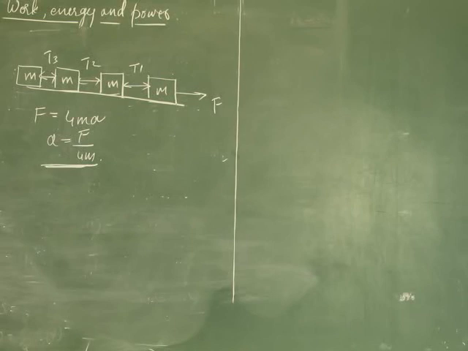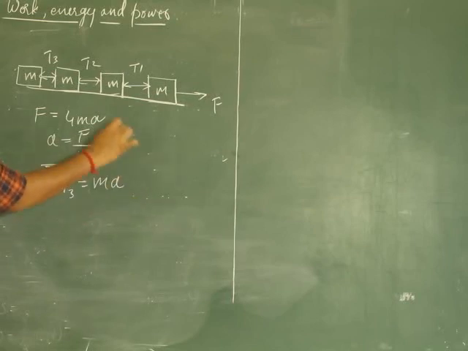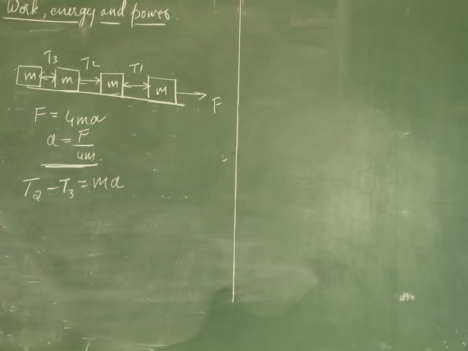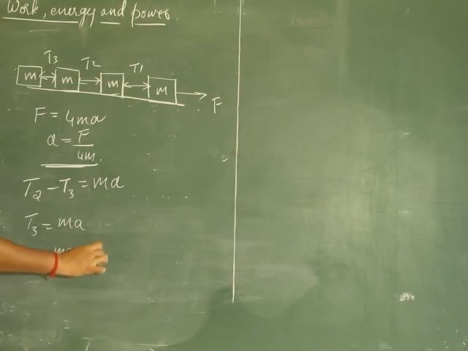Tension T2 we are supposed to find out. That is why I write T2 minus T3 equal to MA. Okay, T2 minus T3 equal to M into A. But what is T3? T3 is here. Is there any opposite counter force? No. So T3, yes, of course it is there. Frictional force is there, but in this question it is not mentioned. T3 equal to what? M into A, correct? So T2 minus M into A equal to M into A.